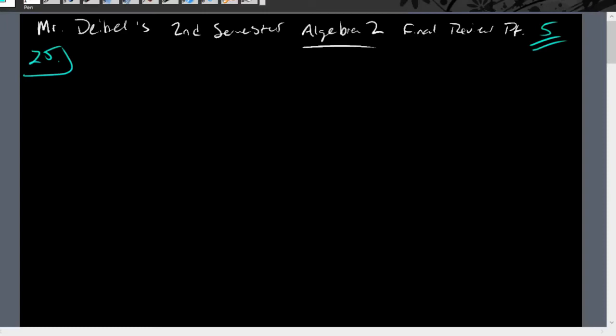Welcome back. So we are on part 5, starting at number 25. And these are the first problems that talk about exponents and logs. On the first grouping of problems, all we have to do is convert from a logarithmic equation to an exponential equation, or an exponential equation to a logarithmic equation.